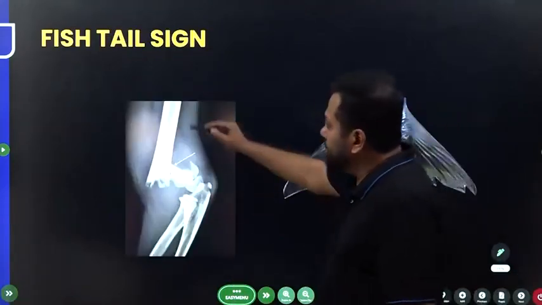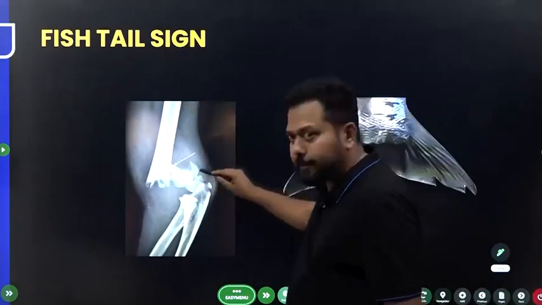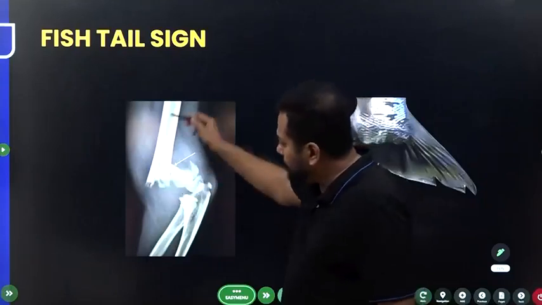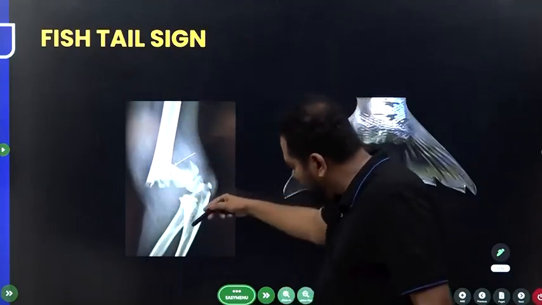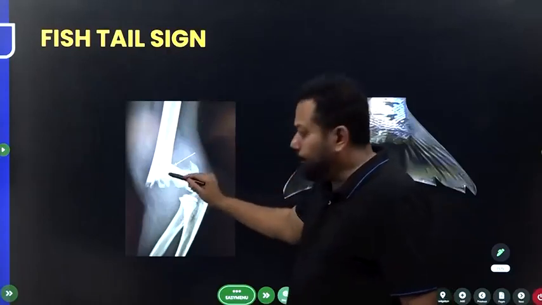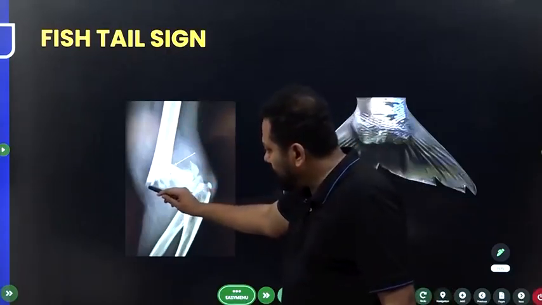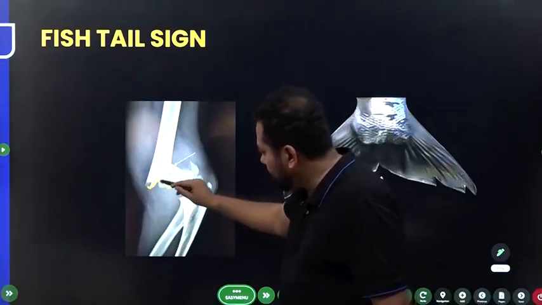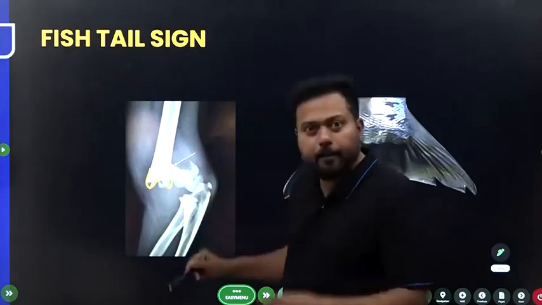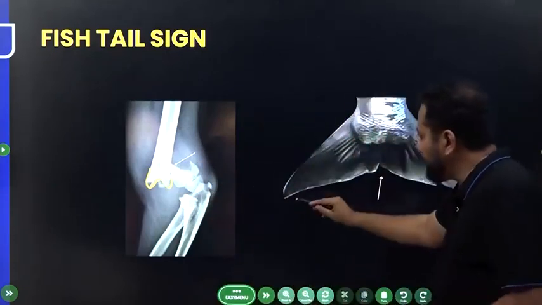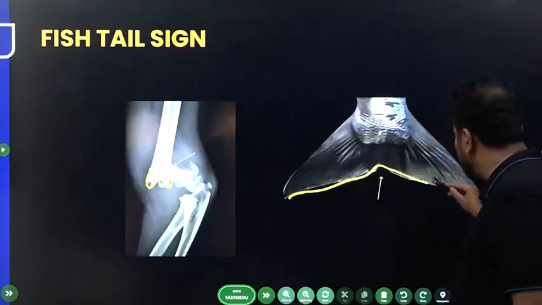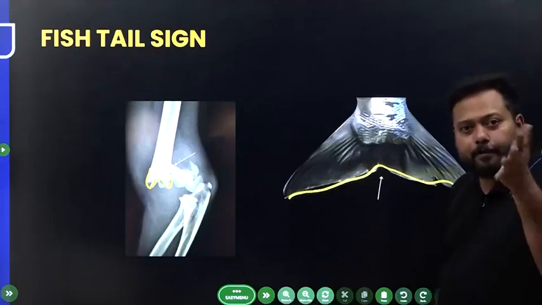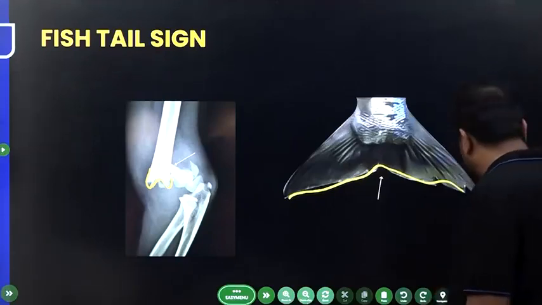Third thing, this is the proximal fragment. This is the distal fragment. Distal fragment is extended, so it is an extension type. In the proximal fragment you are able to see an S-shaped arm. The end of the proximal fragment is serrated. It's like this. You compare that with a fish tail. Is it not looking like that? So this is called a fish tail sign.